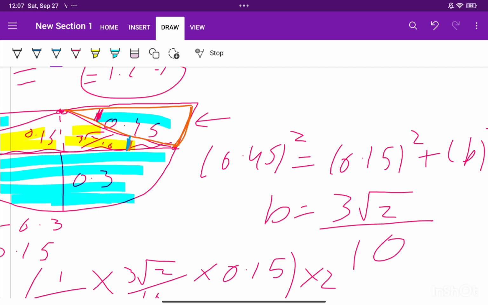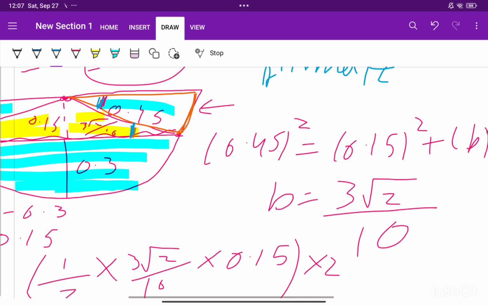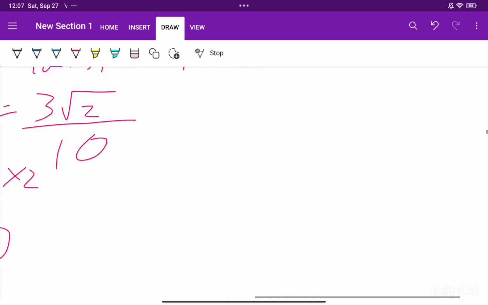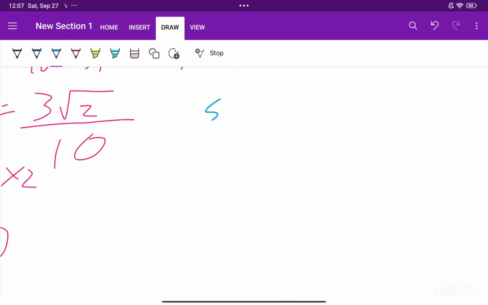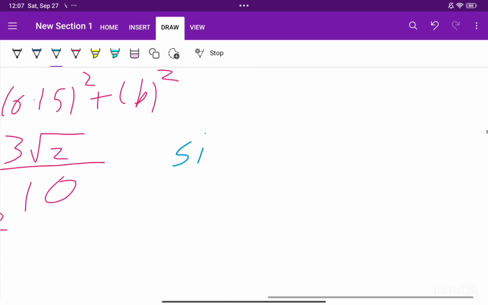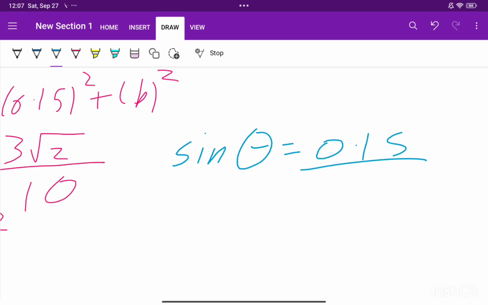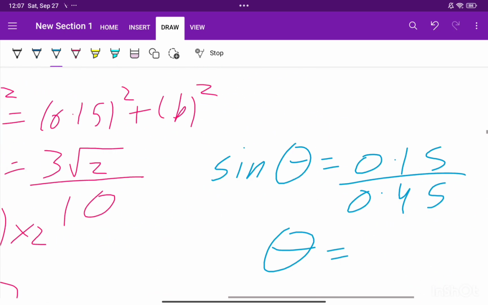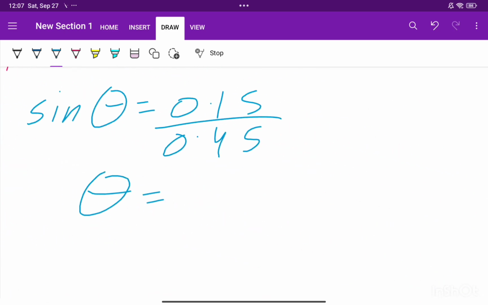This angle will be the same as this angle because of alternate angles. So we can find this angle easily because it is a triangle. So I'm doing sine of the square root of 0.15 divided by 0.45, which will give us the answer. This was 0.15 and 0.45. Yes, and let's do this in the calculator.